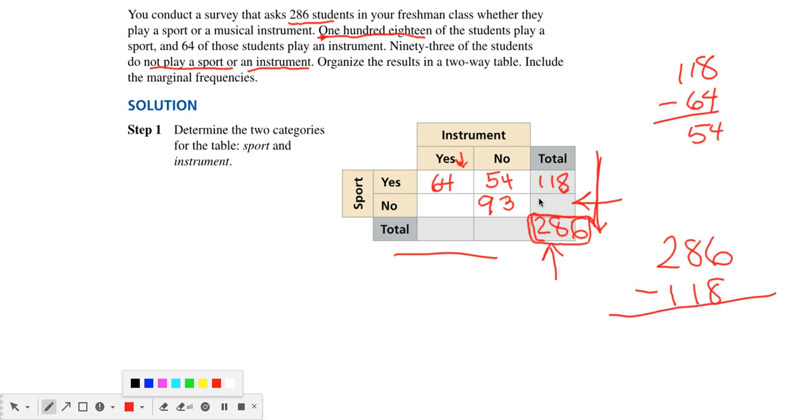So we could see right here that this would actually be 168. Feel free to use a calculator. You take 286 minus 118, and you would get 168. And where does that go? That goes in this particular spot right here, 168. All right. As I can see down this column right here, 54 plus 93 is going to be a total of 147.